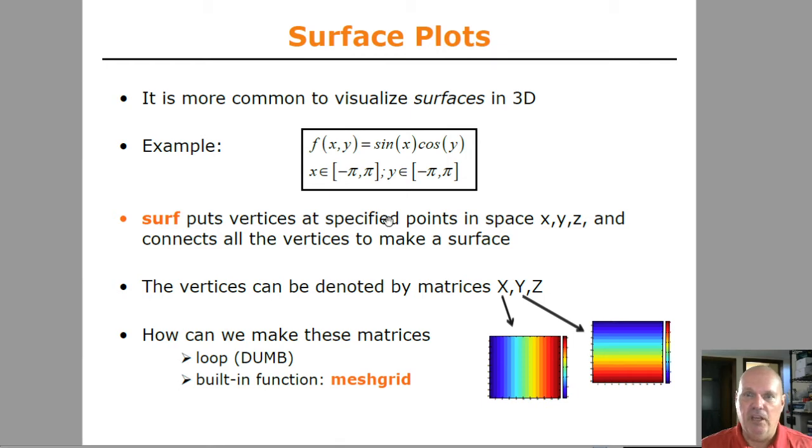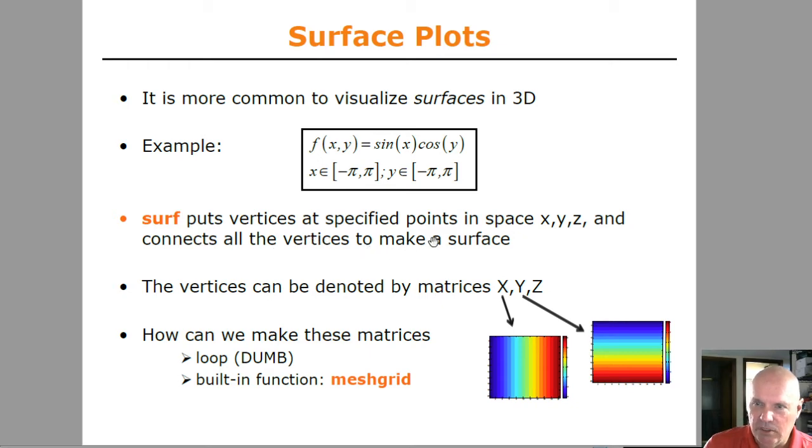So, this is a three-dimensional surface above an XY plane. An example function that you might see from a math class is a function of two variables here, and we want to plot this for x between minus pi and pi, and y between minus pi and pi. Typically, when we do this, you can use the surf function to do that.